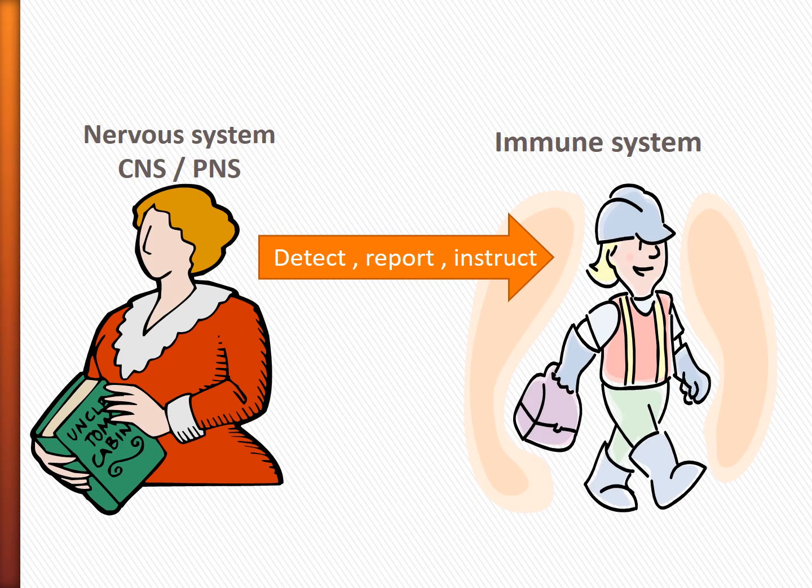Usually, the relationship between the nervous system and the immune system is like this. The nervous system detects, reports, and instructs the immune system how to regulate the inflammation. So two systems are responsible for the inflammatory process. How about if either party goes wrong? That causes an inflammatory disorder.